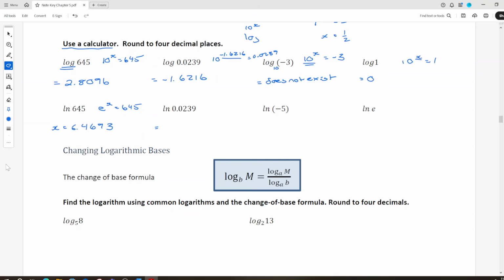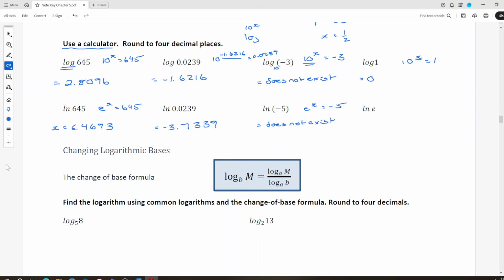What am I expecting for this number less than 1? Hopefully you're expecting a negative answer. So ln of 0.0239 is also negative. It's negative 3.733 and then 87. So I'm going to round that 8 to a 9. And then what about ln of negative 5? Well, could e, which is a positive number, 2.71, blah, blah, blah, could that ever equal a negative? No, does not exist.